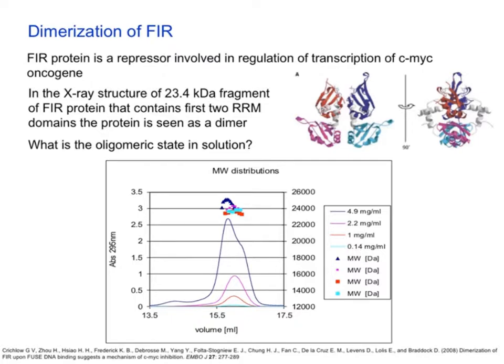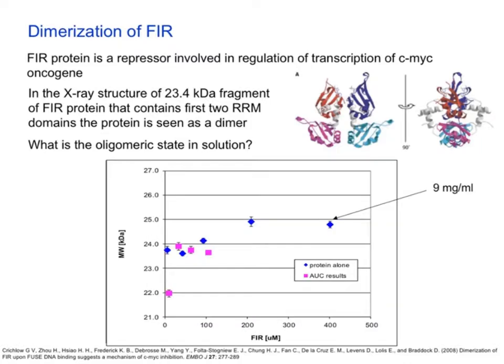the monomer of FIR. We analyzed the protein in concentrations ranging from 0.1 to almost 5 mg per ml, and even at 5 mg per ml, the major form was the monomer. This result was so surprising that the oligomeric state of FIR was also analyzed by analytical ultracentrifugation.